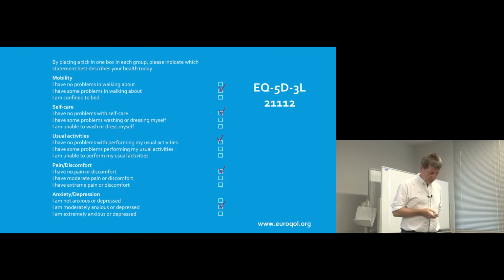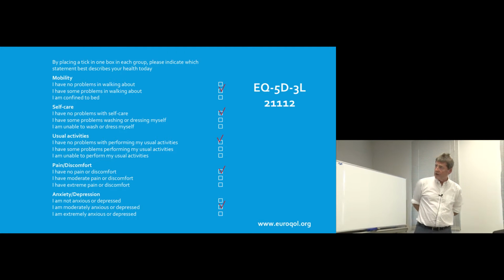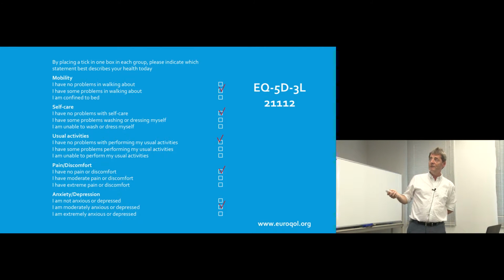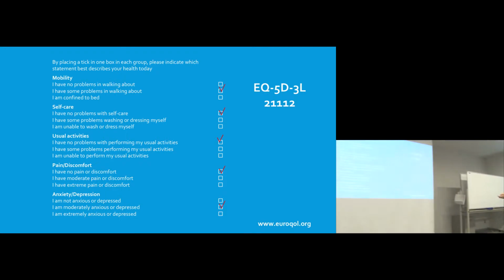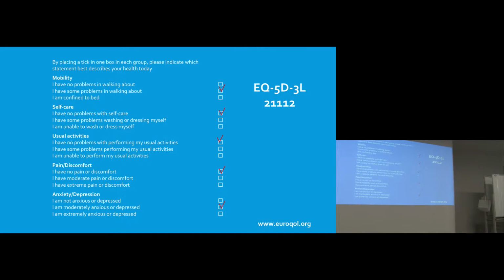So it's very crude. And individuals simply tick the boxes. It doesn't take long to complete at all. And the health state we've got illustrated here gets labelled, for obvious reasons, 2112, because this individual has indicated they have some problems walking about and are moderately anxious or depressed, but otherwise no problems, hence the 2112.